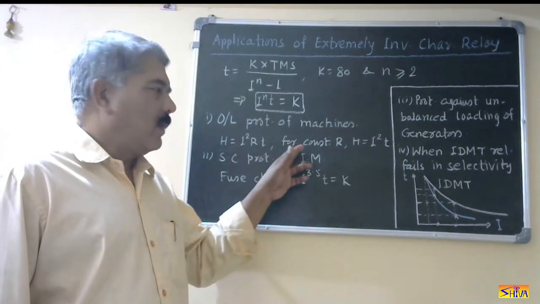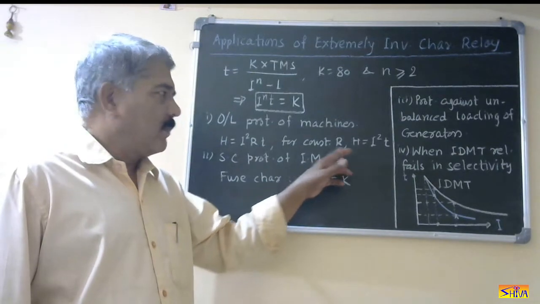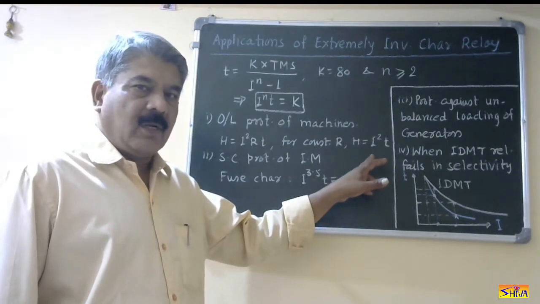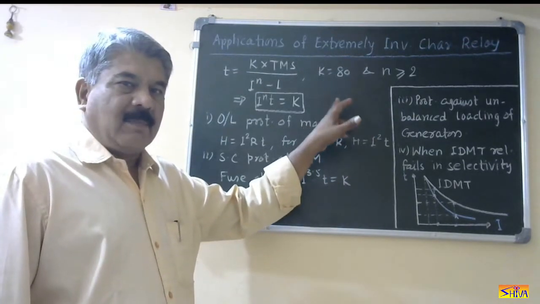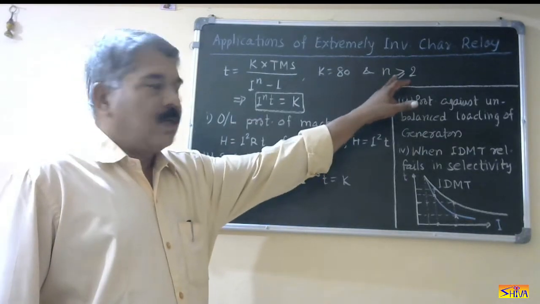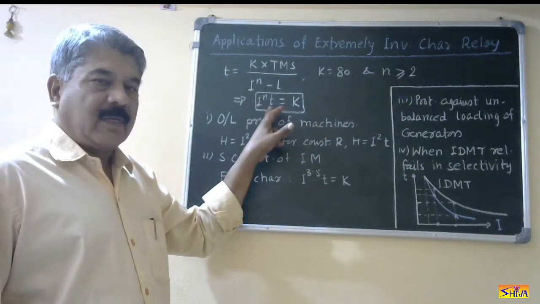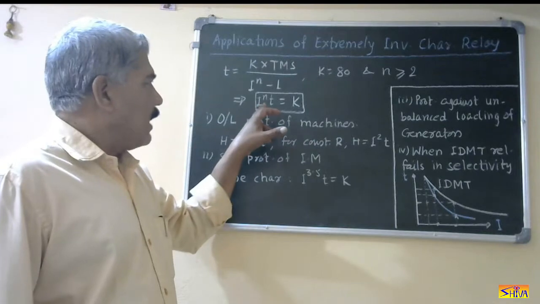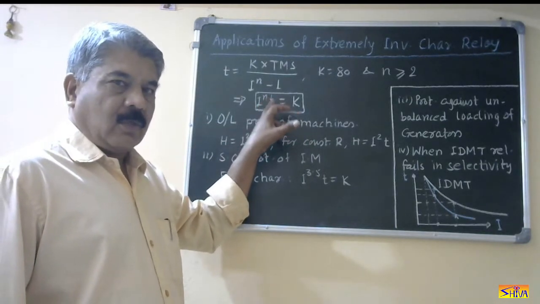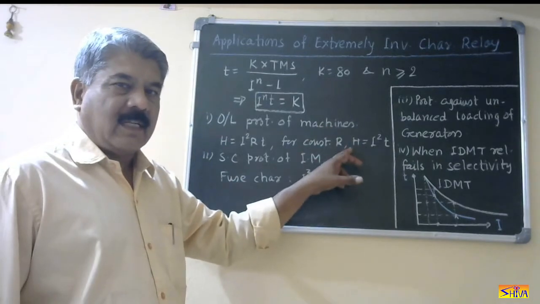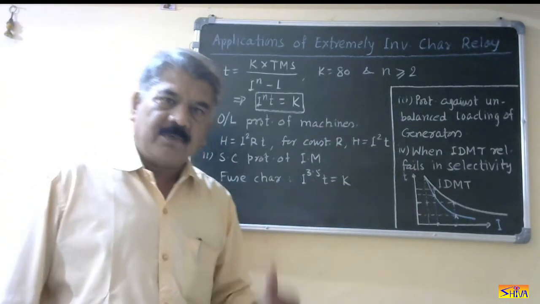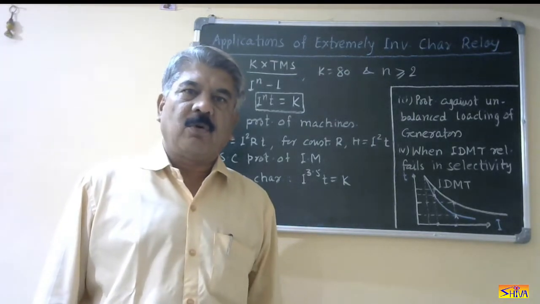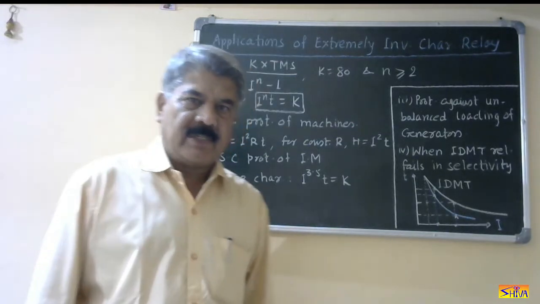Now if we keep the resistance constant, then the heat generated, or heating characteristic, will be proportional to I square into T. In this extremely inverse characteristic relay, if you put n is equal to 2, we get I to the power n into T, that is, I square T is equal to constant. So this characteristic matches with the heating characteristic of the machine. Therefore, the extremely inverse characteristic relay can be used as overload protective device for machines.